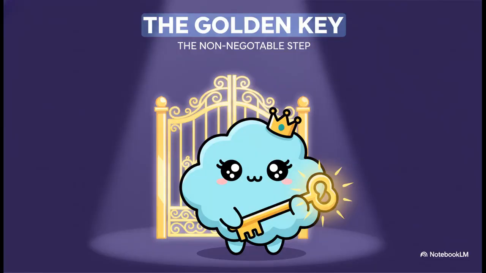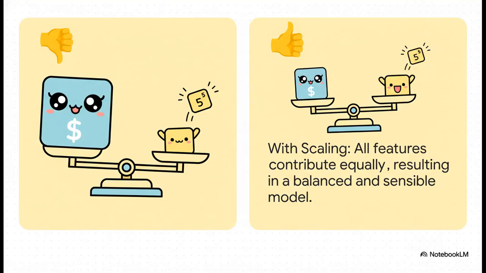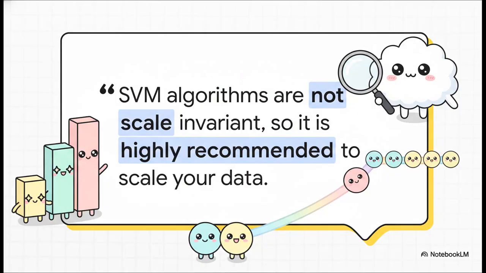But wait, before you do anything else, there is one absolutely non-negotiable step you have to take. You have to scale your features. SVR is all about distance, so big numbers can totally throw off the model. And hey, don't just take my word for it. The docs are clear. Scaling isn't optional, it's essential.